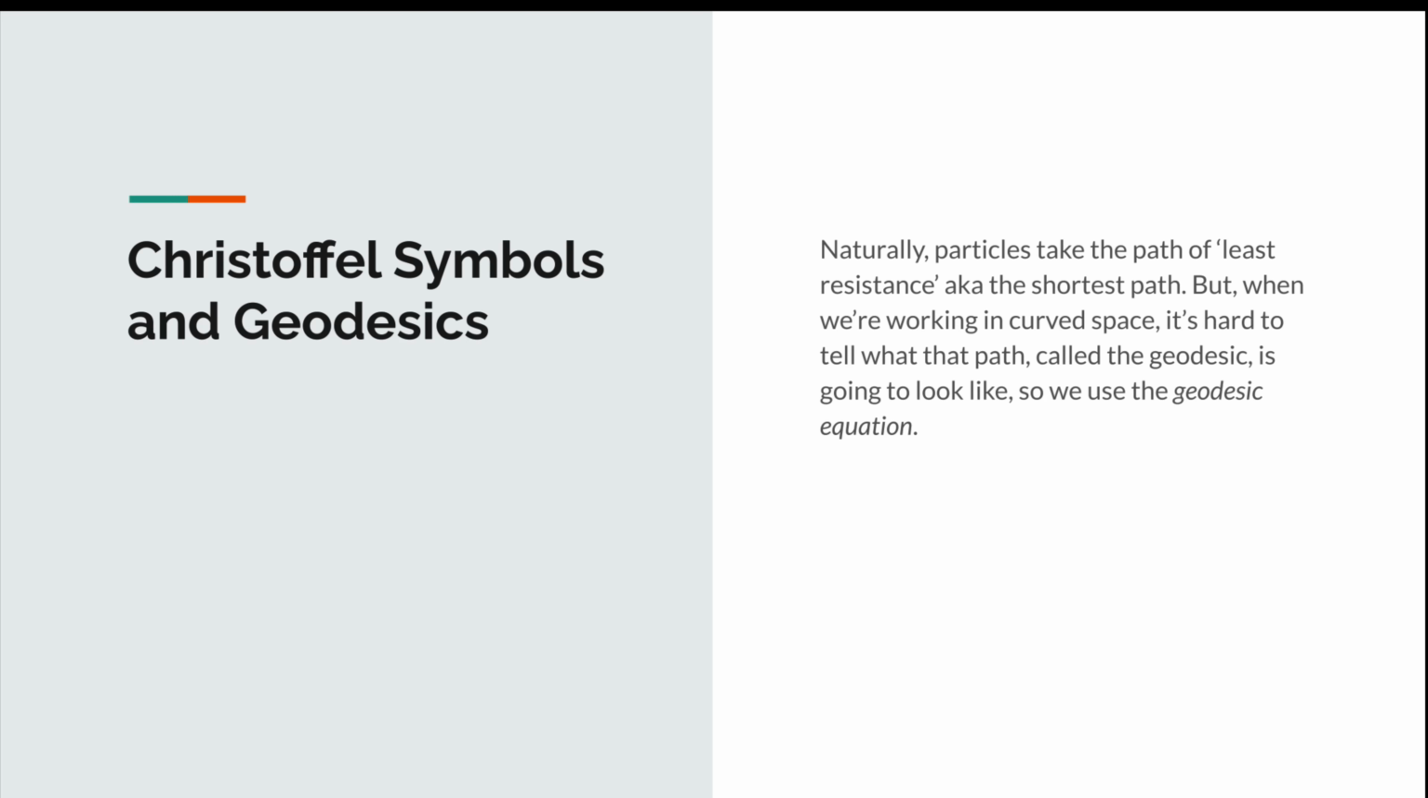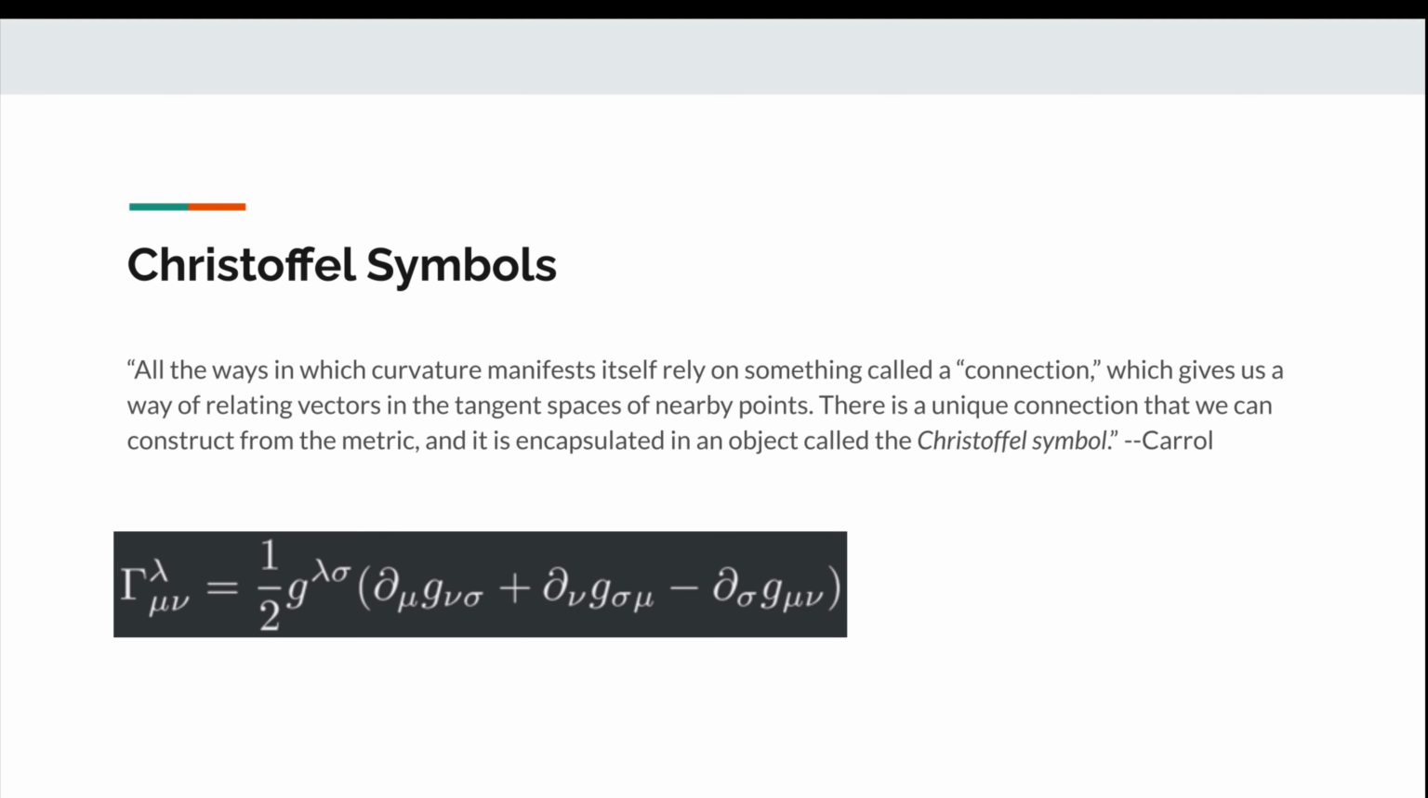And in the geodesic equation are these things called Christoffel symbols, so we're going to define those now. Another quote from John Carroll from his book on general relativity is that all the ways in which curvature manifests itself rely on something called a connection, which gives us a way of relating vectors in the tangent spaces of nearby points. There is a unique connection that we can construct from the metric, and it is encapsulated in an object called the Christoffel symbol. We don't really care about all that about tangent spaces, nearby points, whatever.